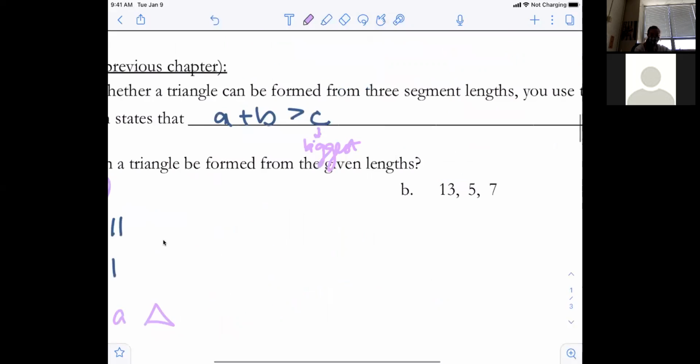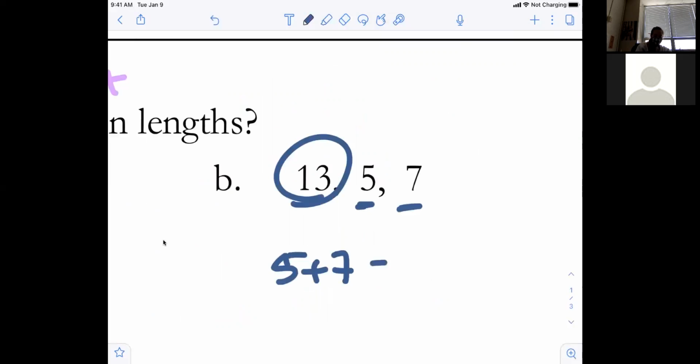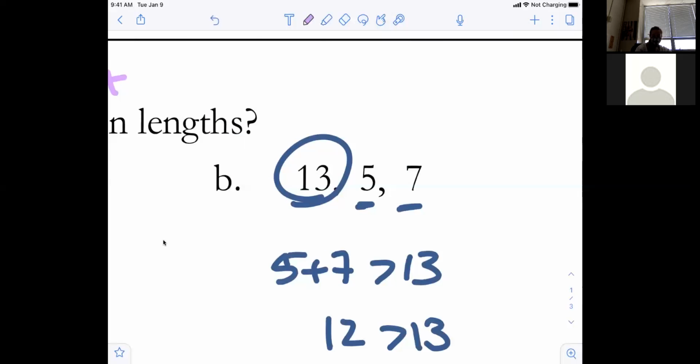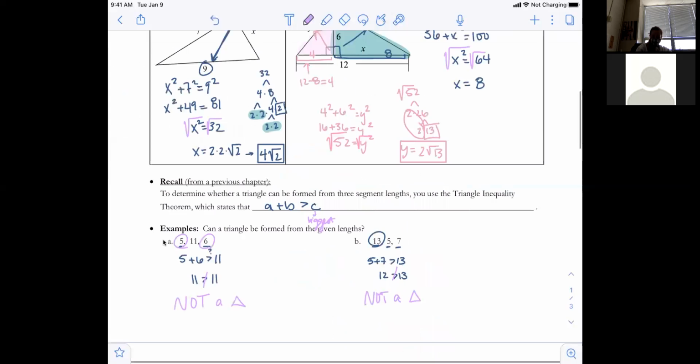I've got 13, 5, and 7. So here I'm going to add again the 2 smaller ones to see if they're bigger than the other one. 5 plus 7 is greater than 13? That's 12. Is 12 greater than 13? Nah, not a triangle. Yep, that's all those two are.